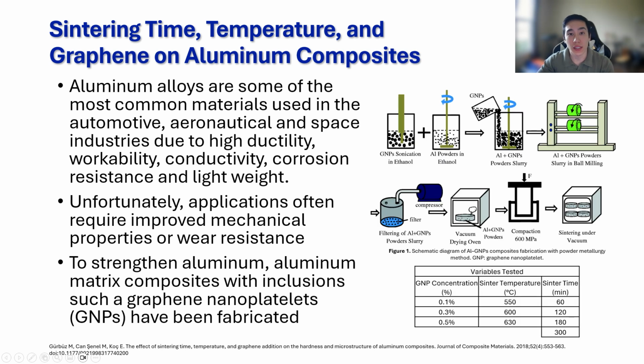The manufacturing process is similar to many ceramics, where the aluminum and the GNP powders are mixed into a slurry with 0.1, 0.3, and 0.5% concentrations by weight of graphene nanoplatelets seen in the table below, ball milled and filtered, then dried and compacted to a green state cylinder with a diameter of 130 millimeters and a height of 30 millimeters. Once formed, it was sintered for variable temperatures of 550, 600, or 630 degrees Celsius for variable times of 60, 120, 180, or 300 minutes, also referenced in the table below, for a total of 24 different combinations of tests.